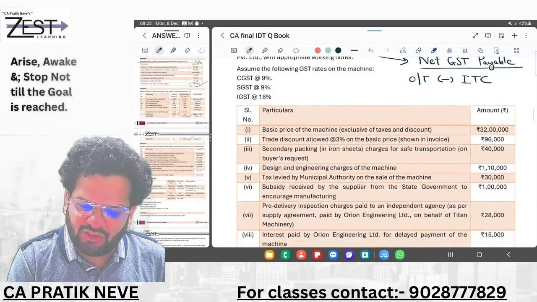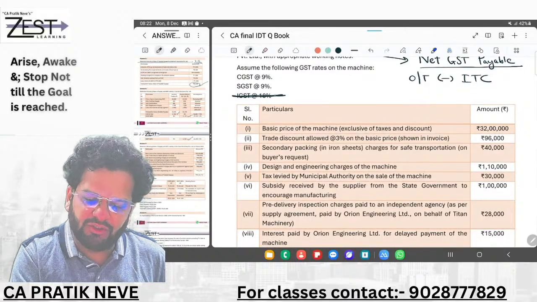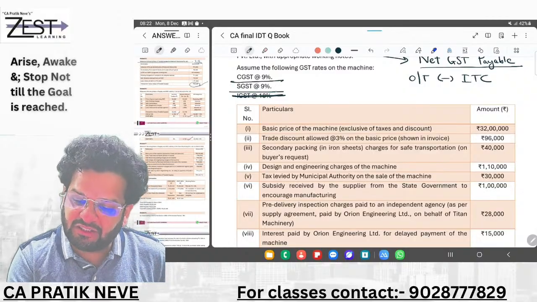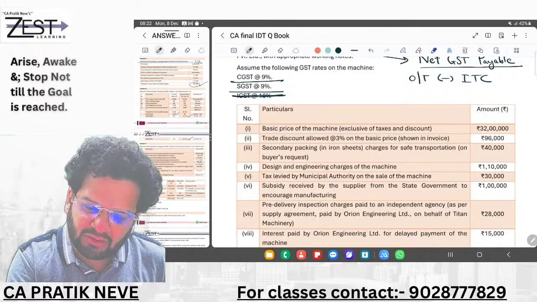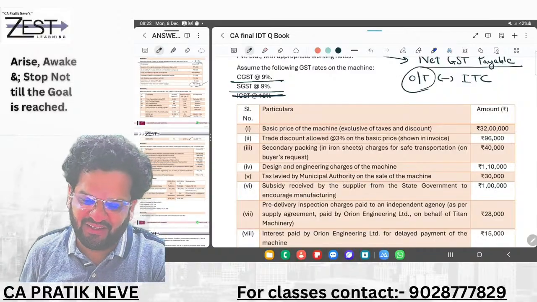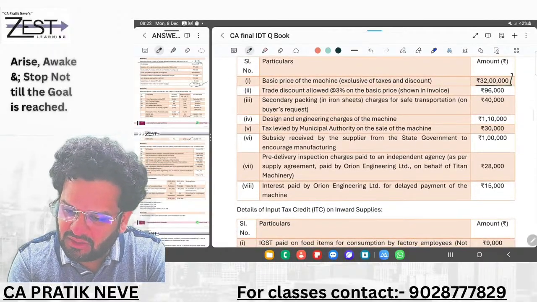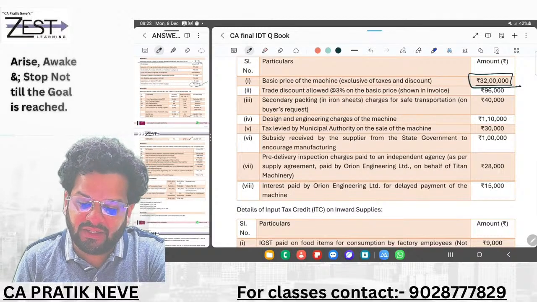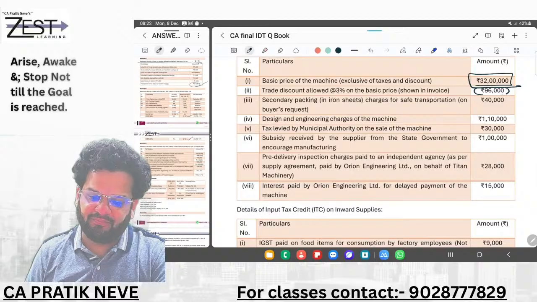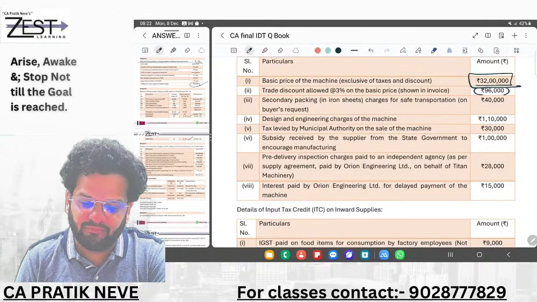Then you have to assume the following GST rates on the machine. So we are bothered with CGST and SGST. Let's first focus on calculating output tax. See, the basic price of the machine is 32 lakhs. Trade discount allowed, you'll have to minus it. It is shown separately in the invoice also.